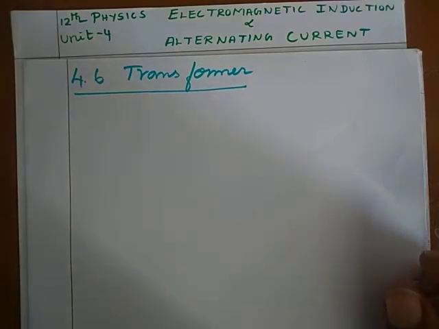Hello students, happy morning. Class 12 Physics, Unit 4, Electromagnetic Induction and Alternating Current, continuation video. In our previous class, we learnt about the AC generator. Using that AC generator, we are producing an alternating source with a definite frequency. We need that alternating source to run our home appliances.